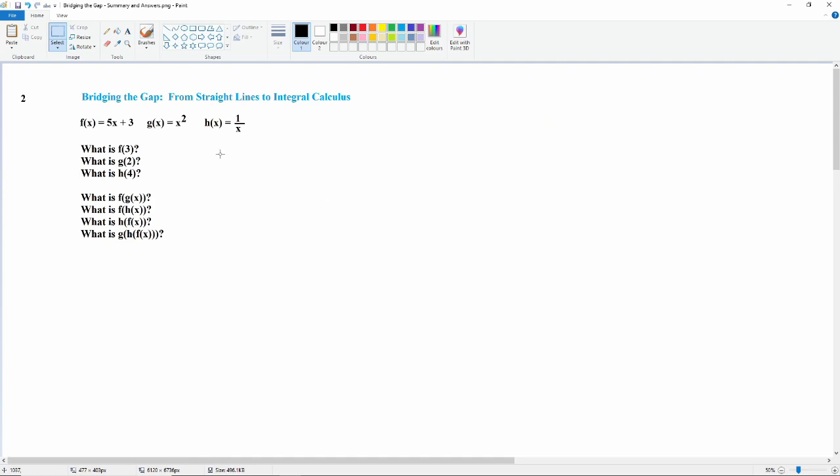Okay, so question 2 says f of x equals 5x plus 3, g of x equals x squared, and h of x equals 1 over x. What is f of 3? Okay, so f of 3 is equal to 5 times 3 plus 3, which is equal to 15 plus 3, which is equal to 18.